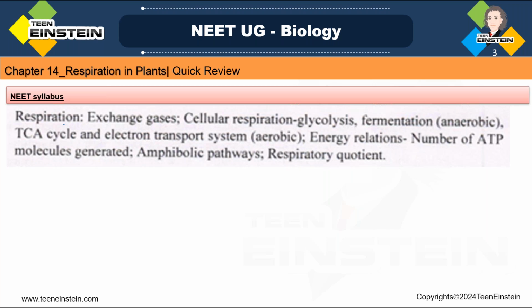The main concept is respiration. In that, exchange of gases, then cellular respiration. In the cellular respiration concept, you are learning about glycolysis, fermentation, that is anaerobic respiration, then the TCA cycle, then the electron transport system, then energy relations, under that the number of ATP molecules generated, then amphibolic pathways, and respiratory quotient. These are the main concepts from where you will get questions in the NEET exam. So let's see one by one.